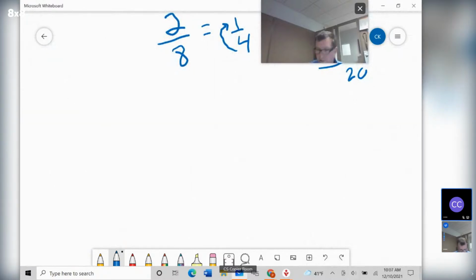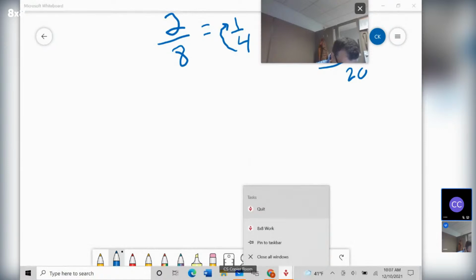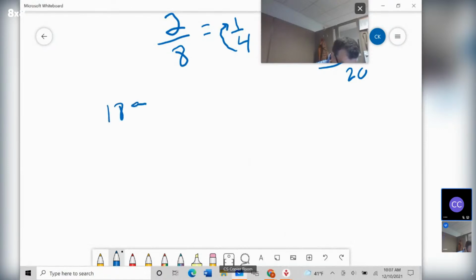I guess we'll start. So what he said there, if you get something that is 18%, remember percent is always over 100. So that would be 18 over 100. And how do we write that?